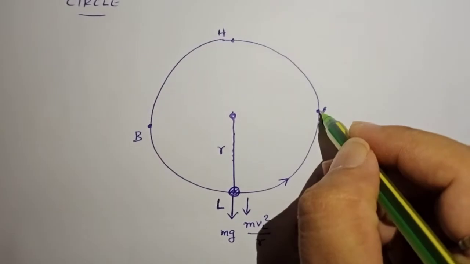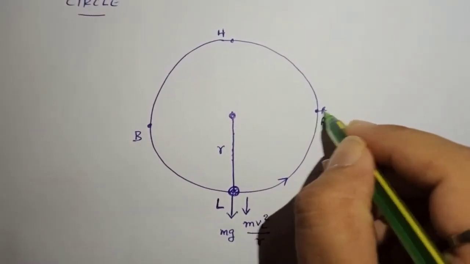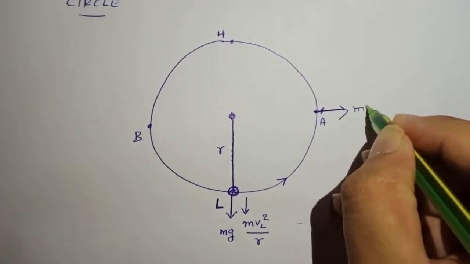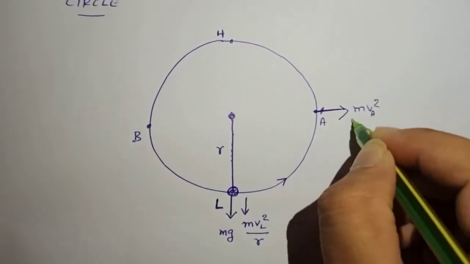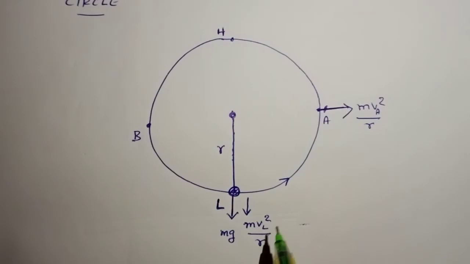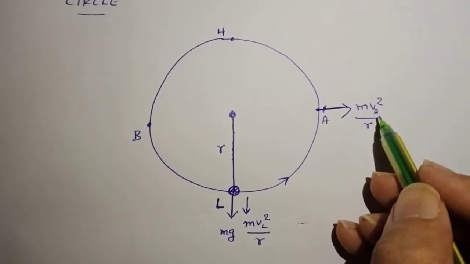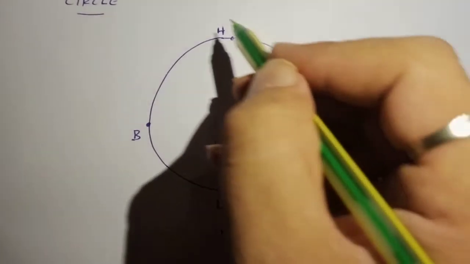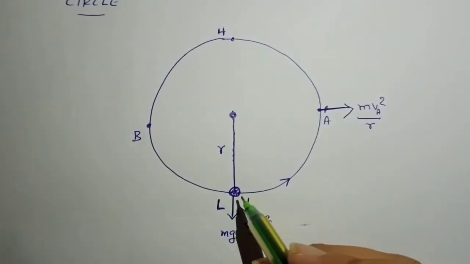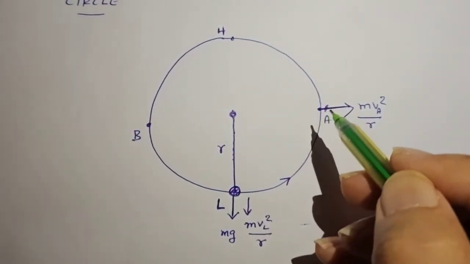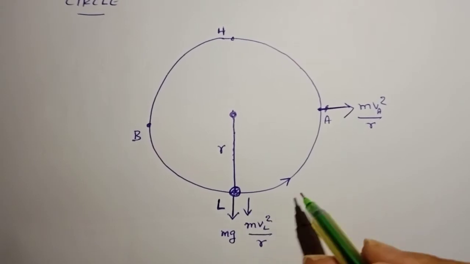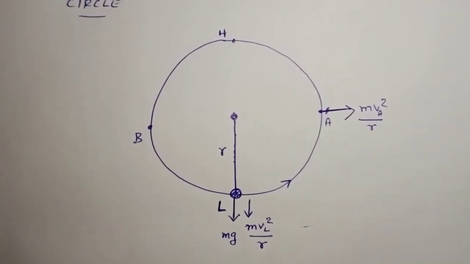When you look at point A, what is the direction of centrifugal reaction? The direction of centrifugal reaction is this, that is mvA square by r. You should carefully observe here: I have written vL here and vA here, because when the stone goes up through the vertical circle, the potential energy is increasing, so the kinetic energy will decrease and there will be a change in speed. So at different points the speed is different.